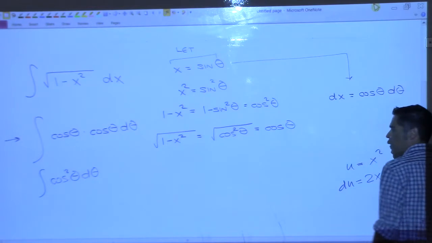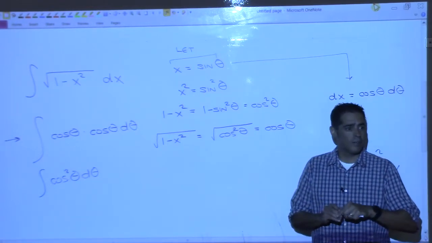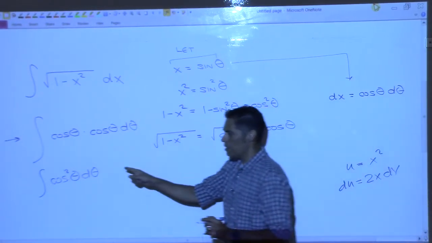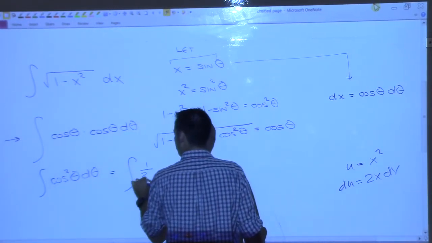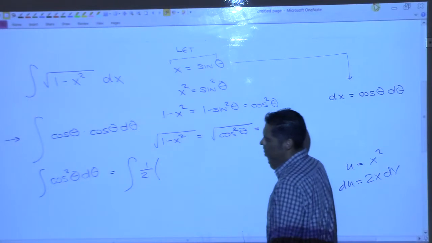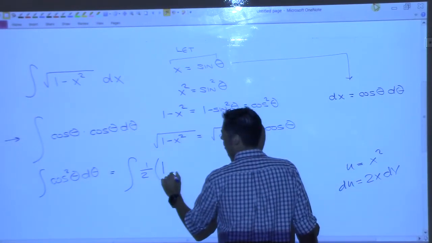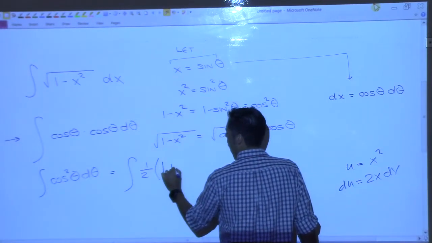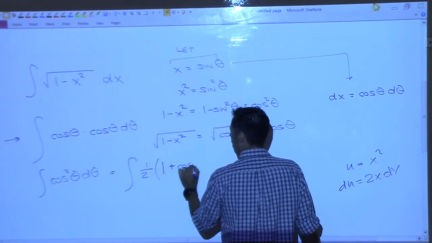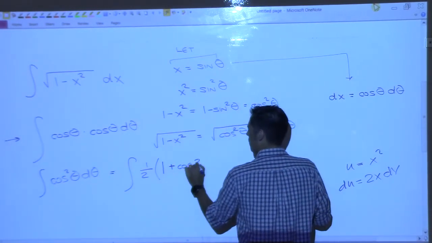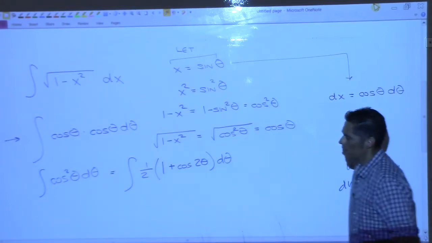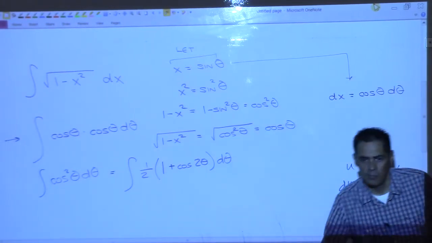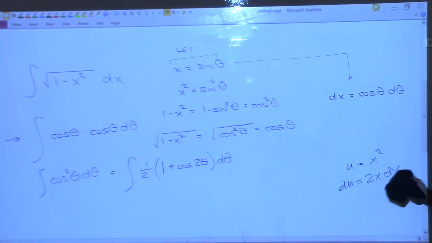Power reduction formula, okay? Power reduction formula. So we're going to use that, it becomes 1/2, and then what? 1, is it plus or minus? For cosine, it's plus cosine of double the angle, right? 2 theta d theta. Is everybody following? Do you see what I'm saying?